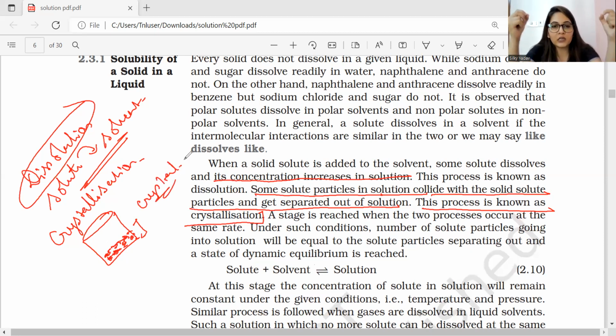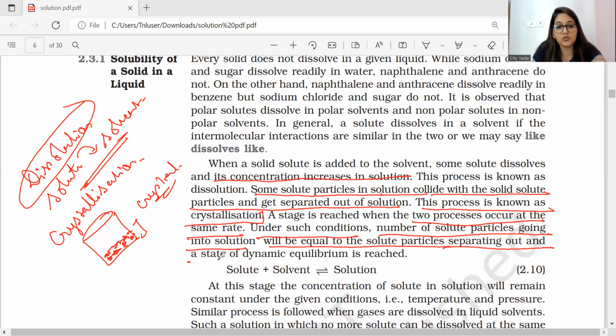So when the particles collide with each other, because they're not getting mixed with the water, they will start forming the crystals. Okay. So a stage is reached when the two processes occur at the same rate. Such a condition, when the number of solute particles going into the solution is equal to the solute particles separating out of a solution, is known as a dynamic equilibrium.